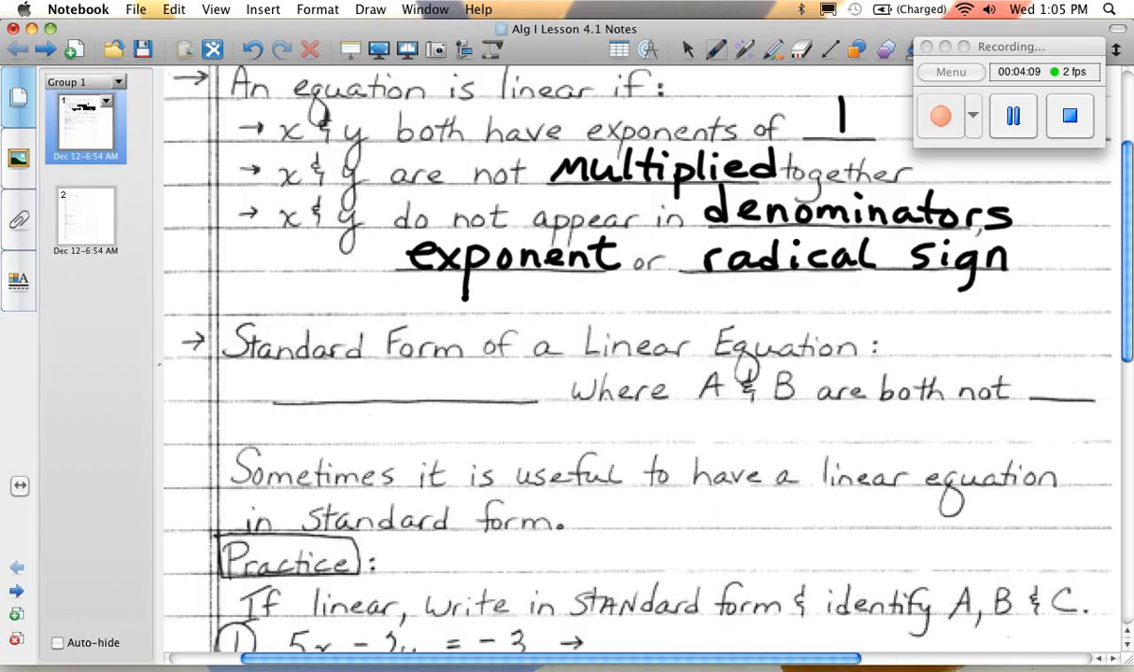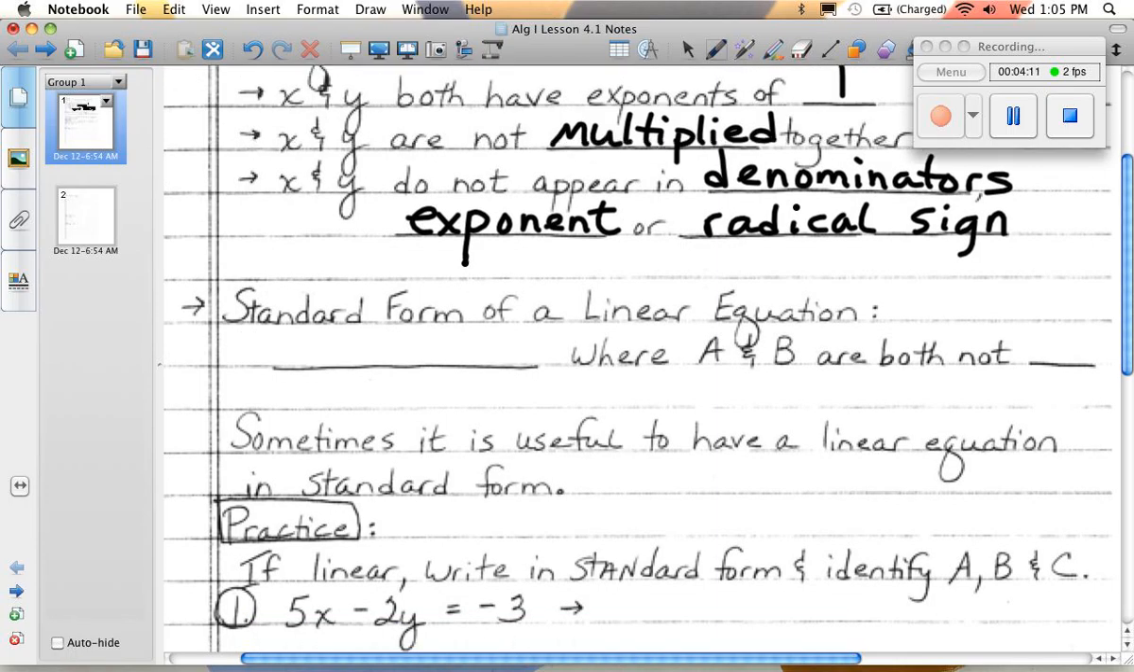And then, if it is linear, they want us to put it in standard form. What is standard form? What does it look like? AX plus BY equals C, where A and B are both not 0.